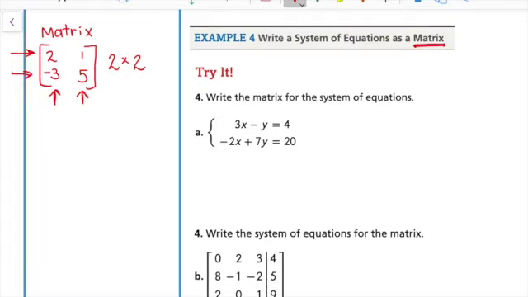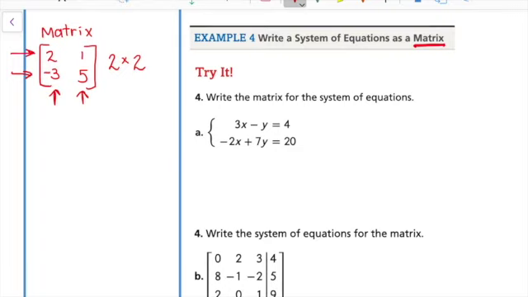So how is that going to help us? Well, in Algebra 1, you may remember doing something called the elimination method or the addition method to solve a system. And it required a lot of math. You had to multiply, you had to simplify, cancel out, all kinds of things. But doing it via a matrix is going to make your life easier.